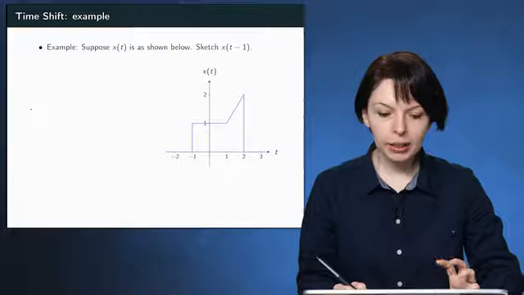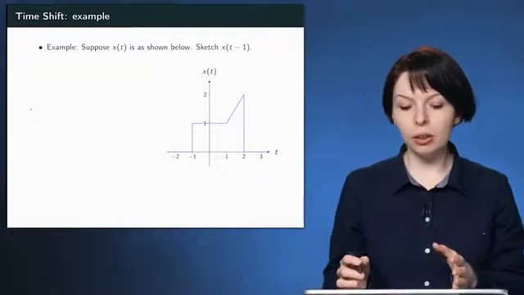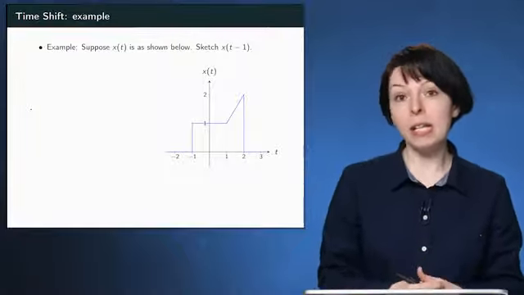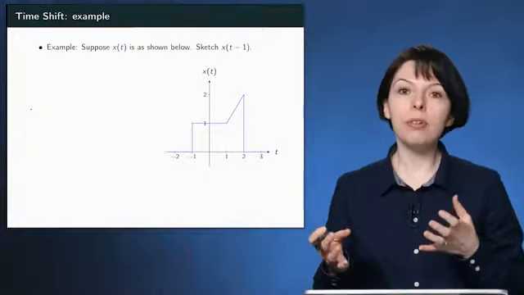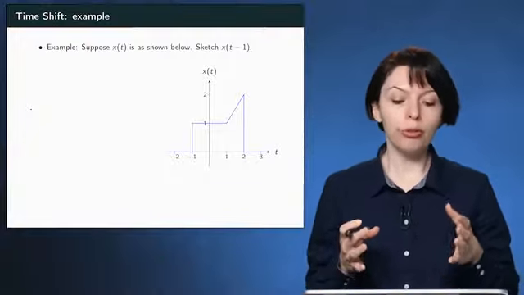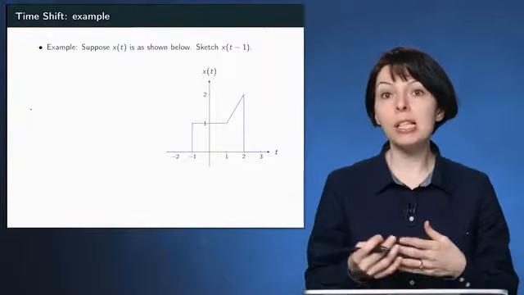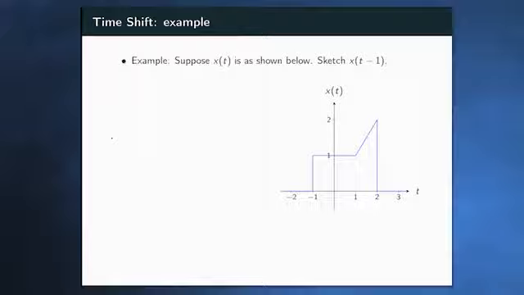All right, so let's look at an example of this time shift for a given signal x of t that's plotted here. We would like to sketch x of t minus 1. Whenever you have an operation on a signal, it's recommended to first name the transformed signal something else. For example, here I'm going to name it g of t, and I'm going to say that g of t is equal to x of t minus 1.